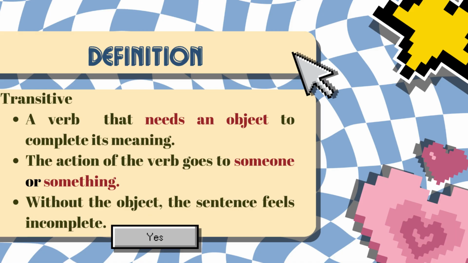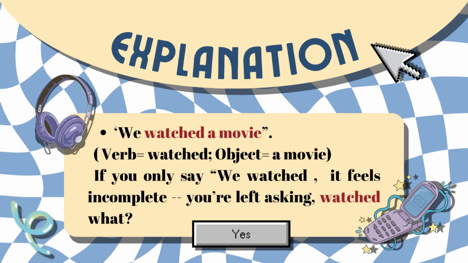As an example, we watch a movie. The verb is watch, meanwhile the object is a movie. So, if you only say we watch, it feels incomplete. You are left asking, watch what?